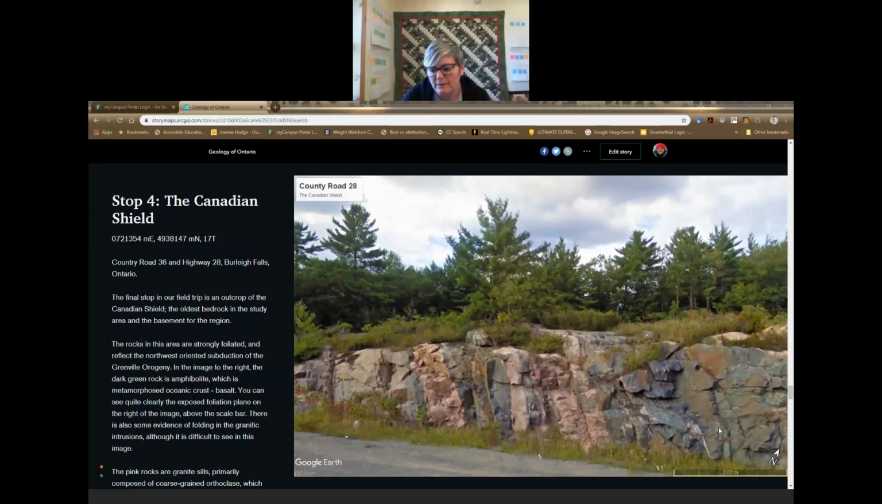This dark green material with kind of a rusty oxidation on it is amphibolite. And this is metamorphosed oceanic crust. So this used to be basalt.